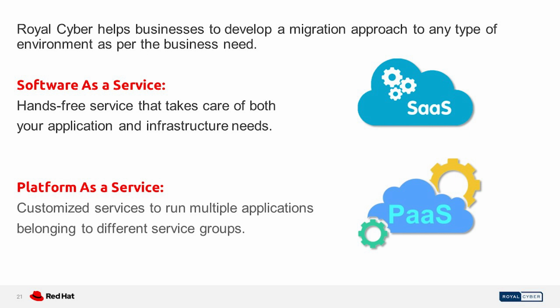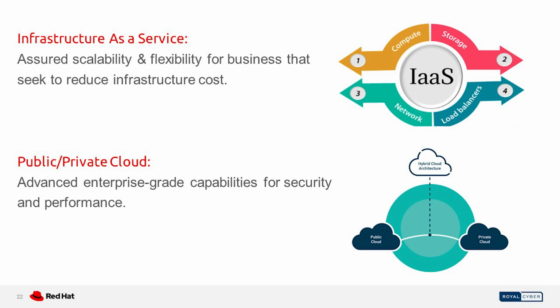Royal Cyber can help businesses optimize their OpenShift environment for their e-commerce applications, including configuring and tuning the environment for performance, security, and scalability. Royal Cyber also provides ongoing support and maintenance services to help businesses keep their e-commerce applications running smoothly on OpenShift. Overall, Royal Cyber can help businesses develop a migration approach for their e-commerce application to OpenShift, providing the expertise, tools, and support needed to ensure a successful migration.